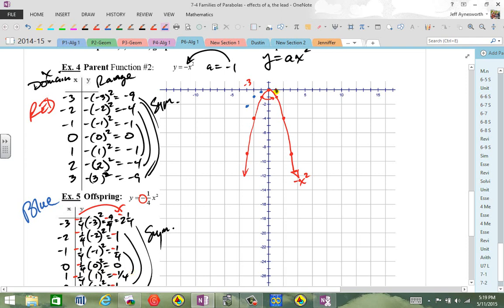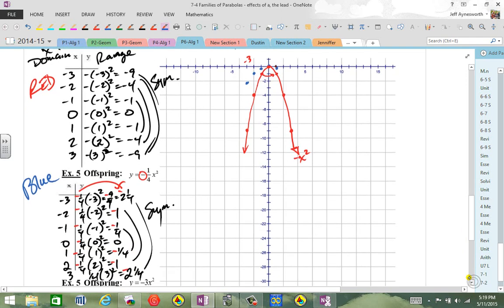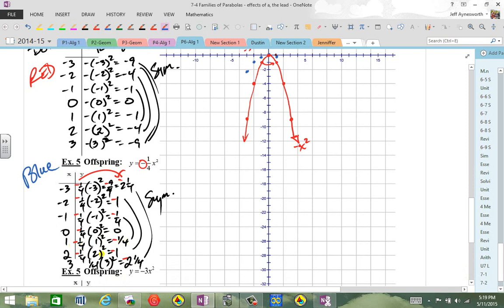So right here. And then what's the next one? 1 comma negative 1/4, 2 comma negative 1, so right 2 down 1, and then 3 comma negative 2 and a quarter. There's 2 and a quarter. So there we go. So this right here is negative 1/4 x squared, and it's wider than negative x squared, which is the parent. We expect that because we learned from our previous one, when you have a fraction there, you expect it to be wider than the parent. The keyword is wider.